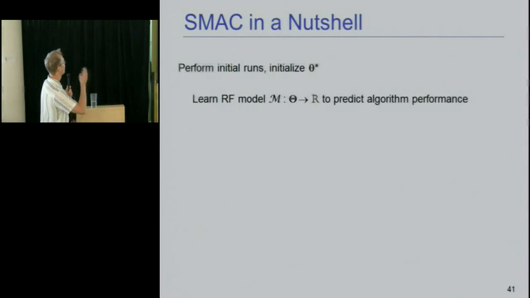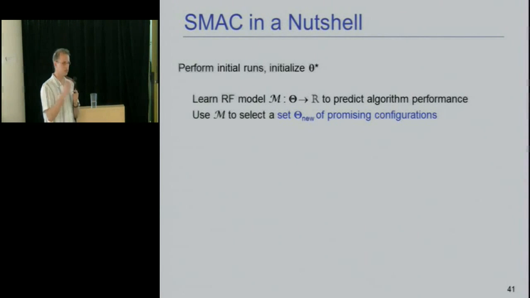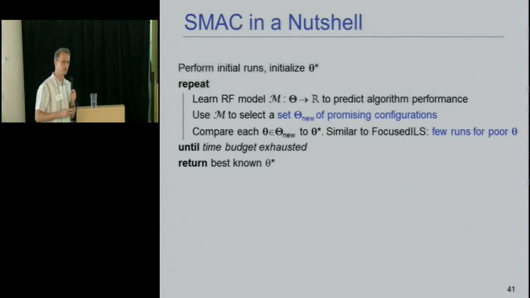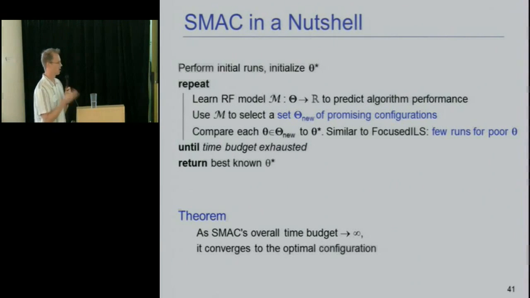In the end, we have this algorithm, SMAC. It starts very much like EGO. It performs some initial runs and learns a random forest model to predict the algorithm performance. It uses that model to pick a set of configurations now, not just a single one, and compares each of them to the best configuration so far, using a similar heuristic as in FocusedILS and doing many runs for the good configurations. You repeat that until your time is up and return the best known configuration. We can prove the same theorem as for FocusedILS, that if we have enough time, this converges to the optimal configuration.